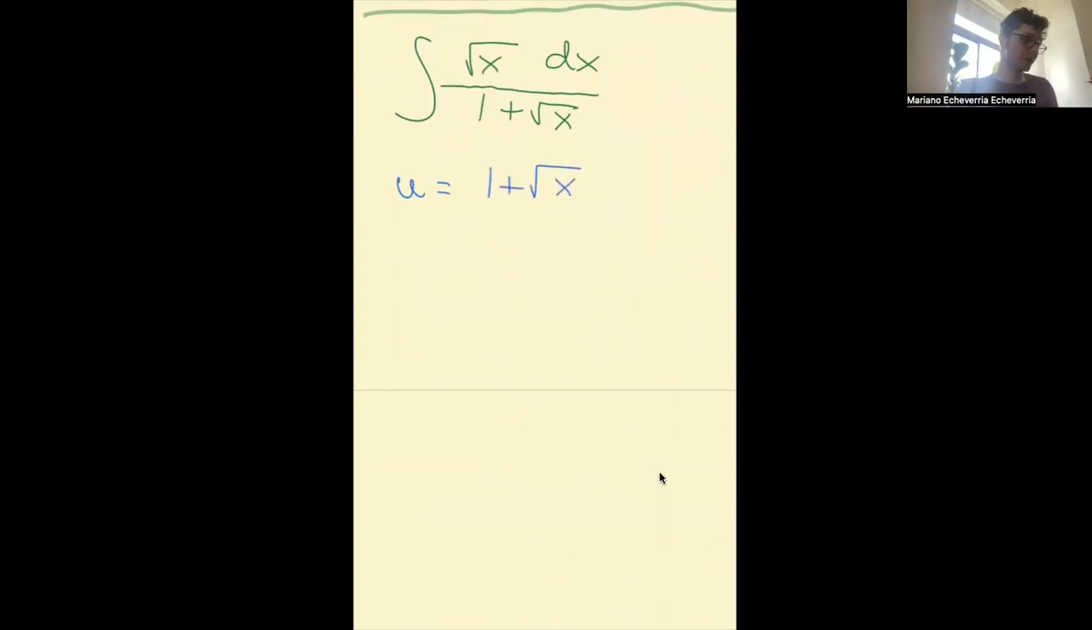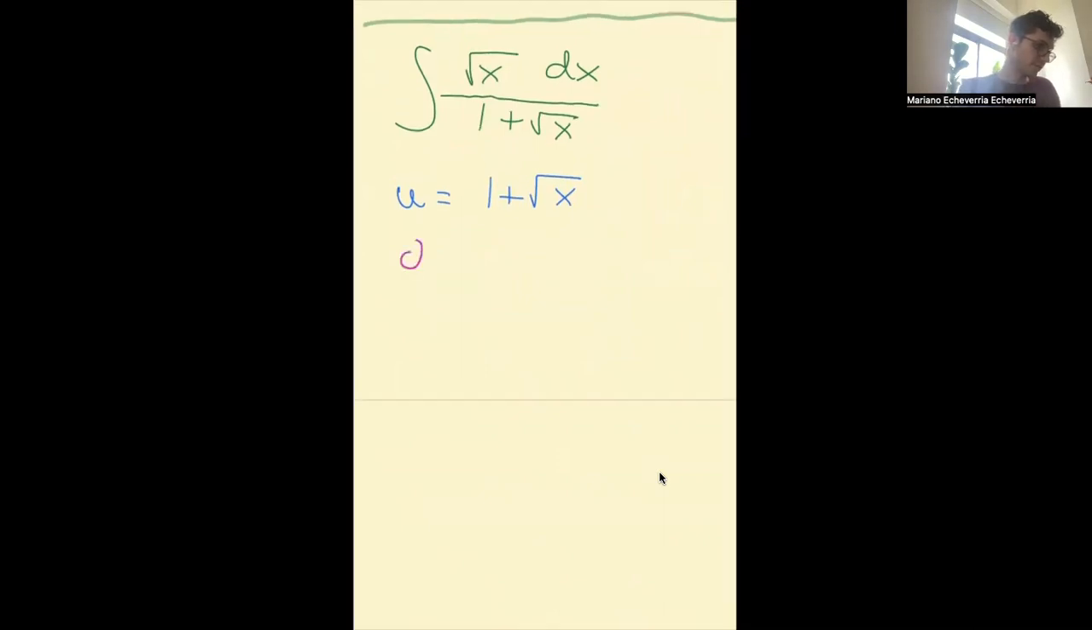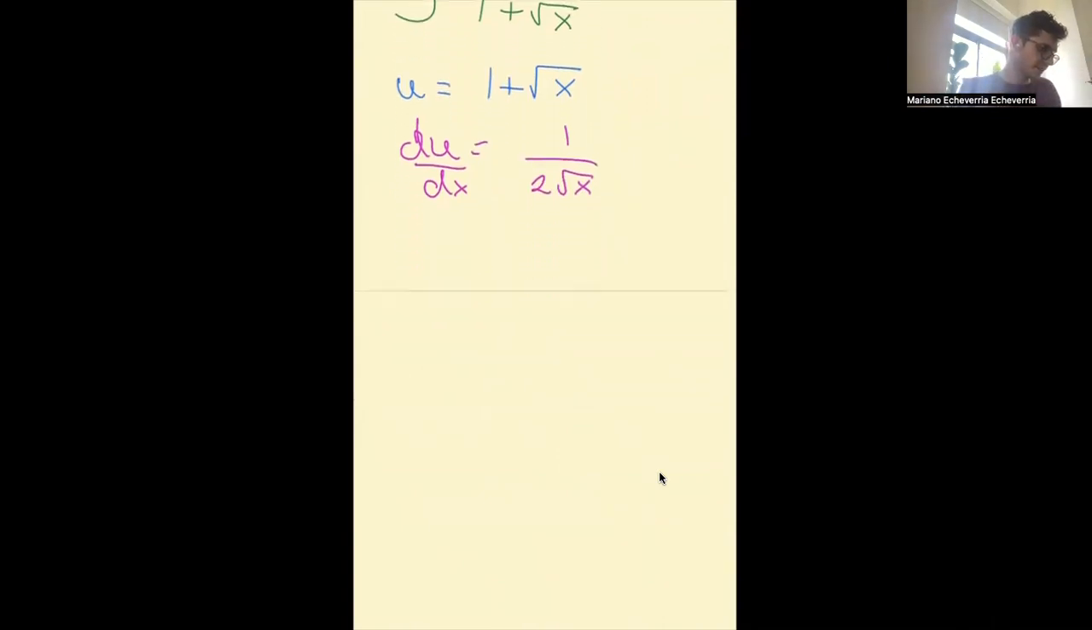What I'm going to call is u, 1 plus root of x. So what happens if I do that? du over dx becomes 1 over 2 root of x, if you remember, right? And so that means that du equals dx over 2 root of x.